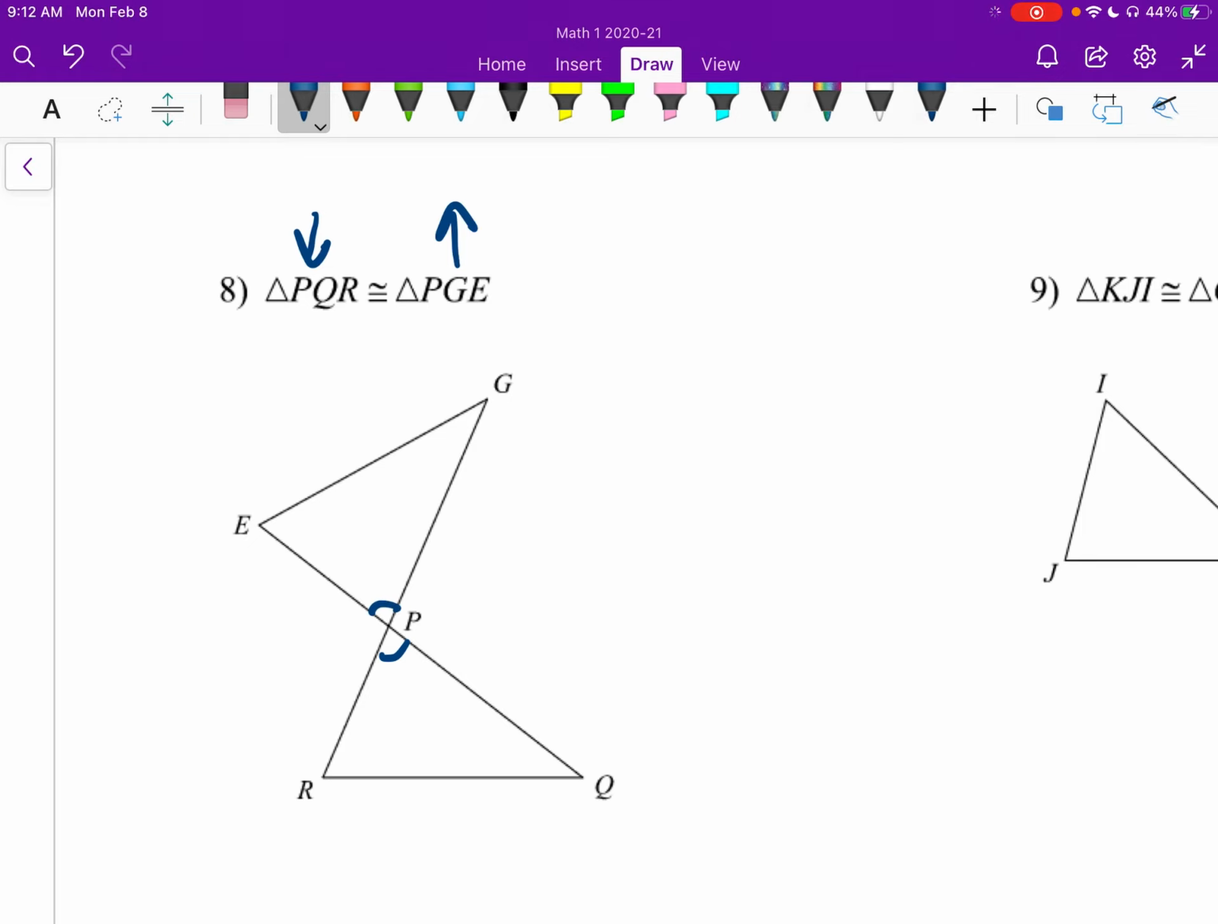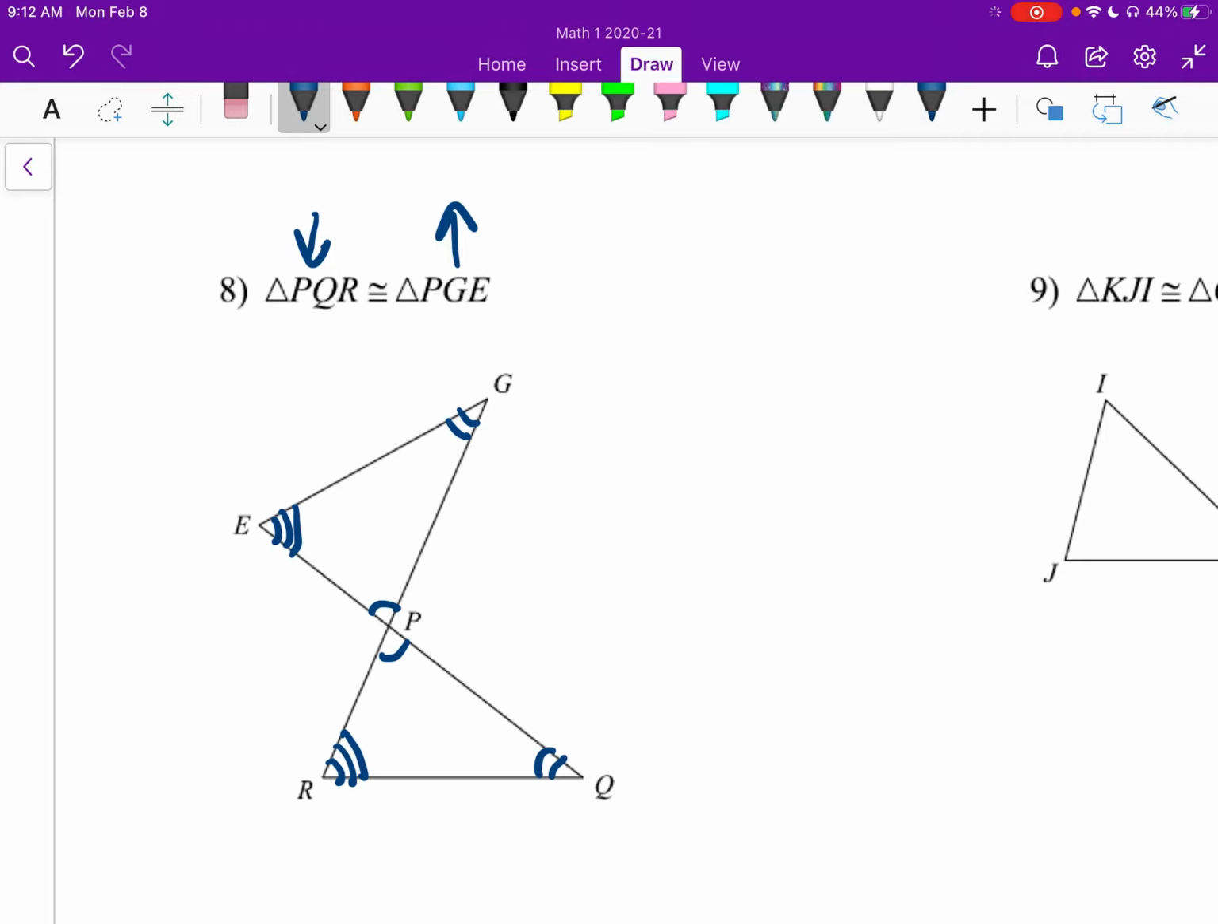So I already took care of P. Let's look at Q. Q will get a double swoop. And Q is in the middle, G is in the middle, so it'll get a double swoop. And then lastly, we have R, which is the only one left, and E, which is the only one left.